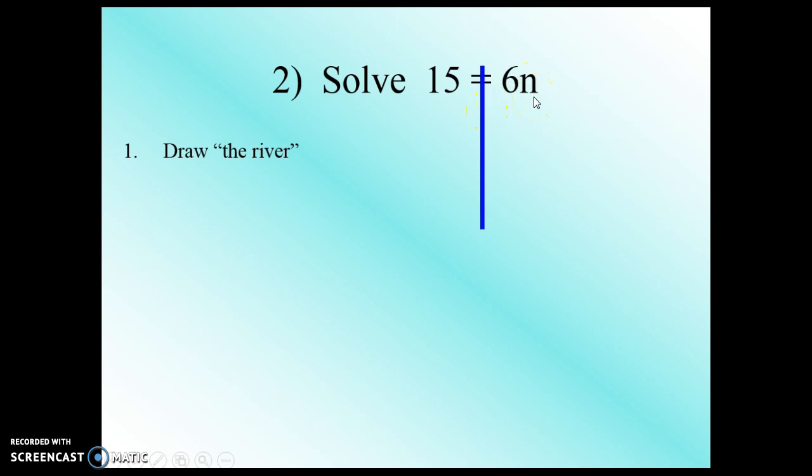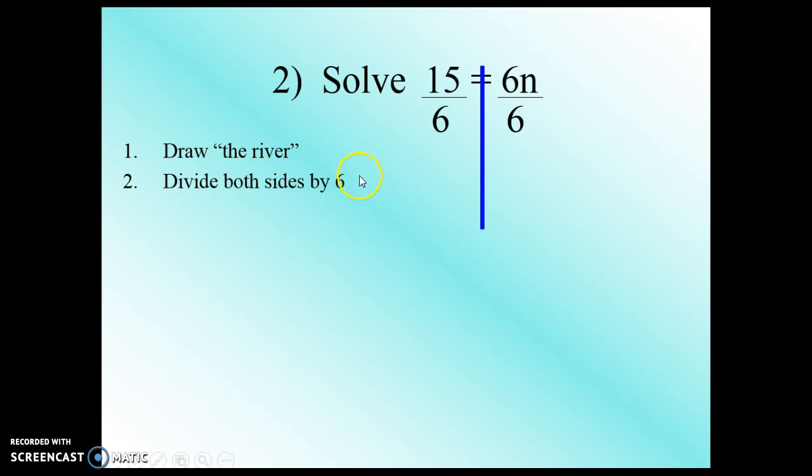Our first step is to draw a river and separate the sides. Our next step is to do the opposite. Well, the opposite of what? We have 6 times n. The opposite of multiplication is division. And what are we dividing? We're dividing 6 on both sides. Why are we dividing 6 on both sides? Because that's the number beside the variable. That's the number we have to get rid of to get our n by itself. So we divide 6 on both sides.